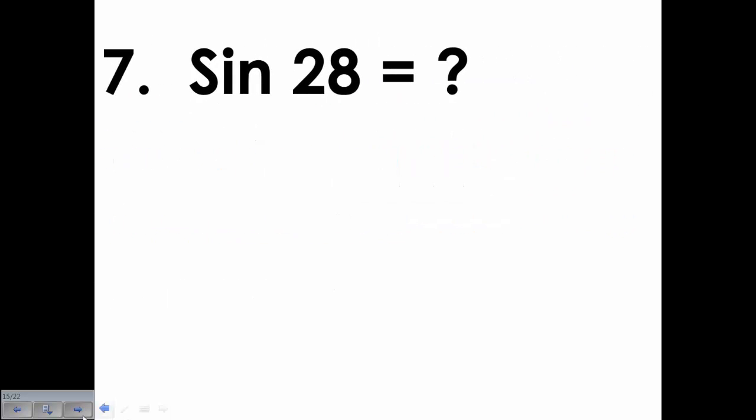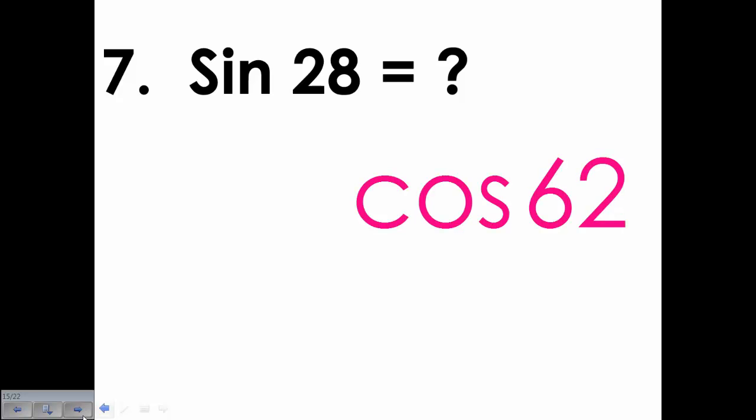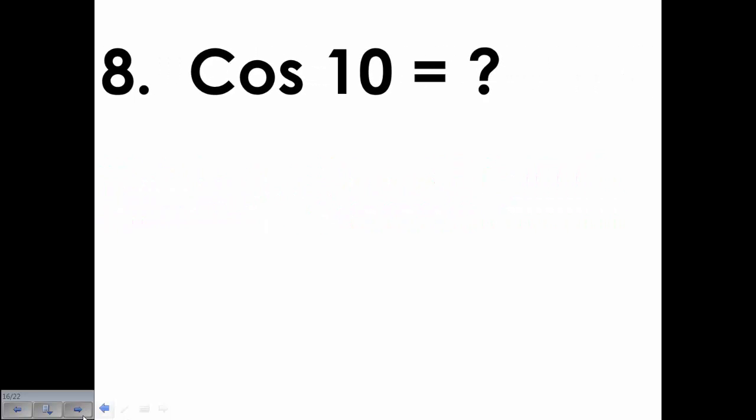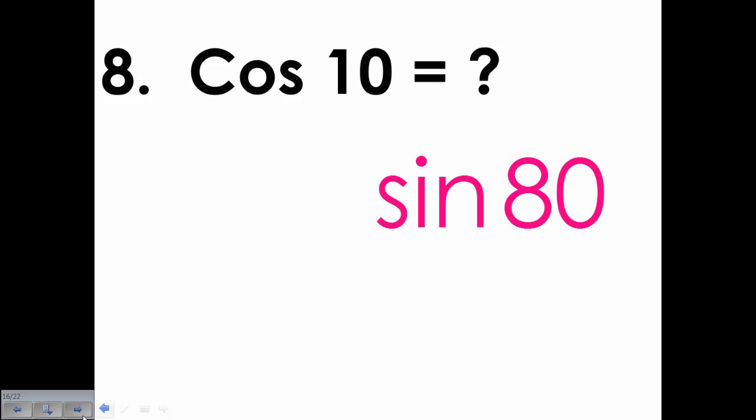Now there's no picture. What is sine of 28 the same thing as? Well, it's cosine of 90 minus theta. And in this example, my theta is 28. So 90 minus 28 is 62. Cosine of 10 is the same thing as sine of 80. Cosine of one angle is the same thing as sine of the other. So 90 minus 10.